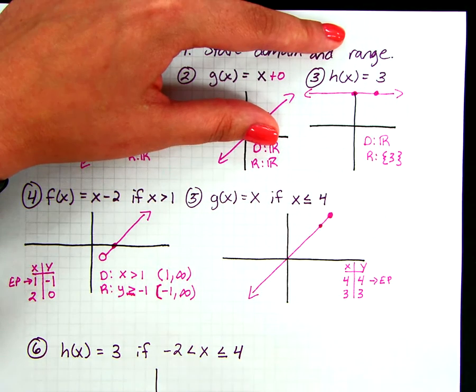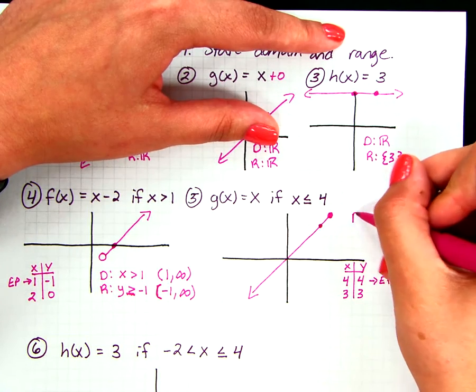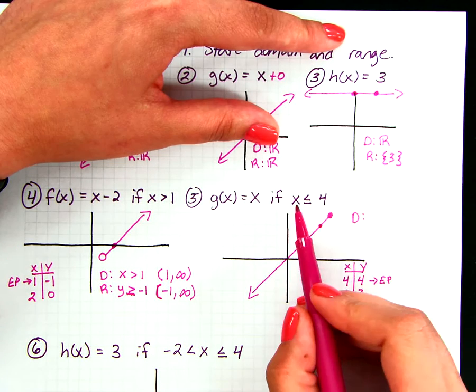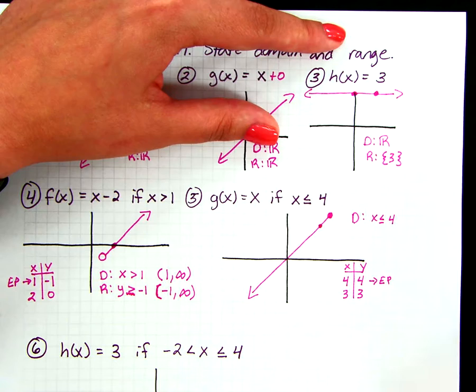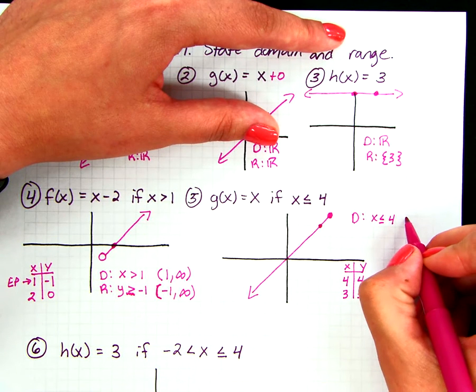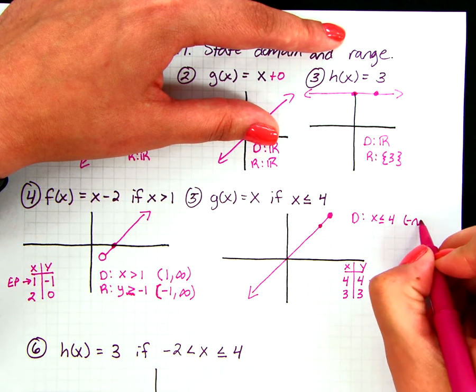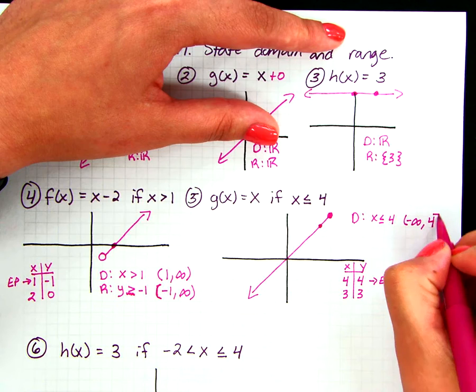So now, if we do domain, so again, it's going to be the same as this restriction. So x is less than or equal to 4. So if we switch to interval notation, we need all the x's between negative infinity and positive 4 with a bracket.